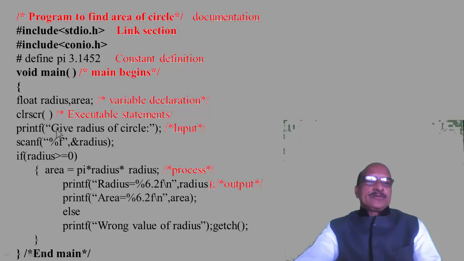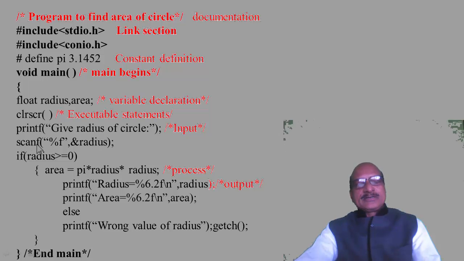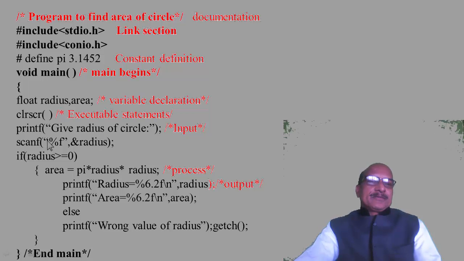So on the monitor we will see "give radius of circle." Then the user will type the value of the radius from the keyboard, and that is taken inside the computer and stored in memory by using this scanf. The scanf will do the function of input operation: %f, comma, address of radius. So it will receive the value from the keyboard and store it in the memory location named radius.